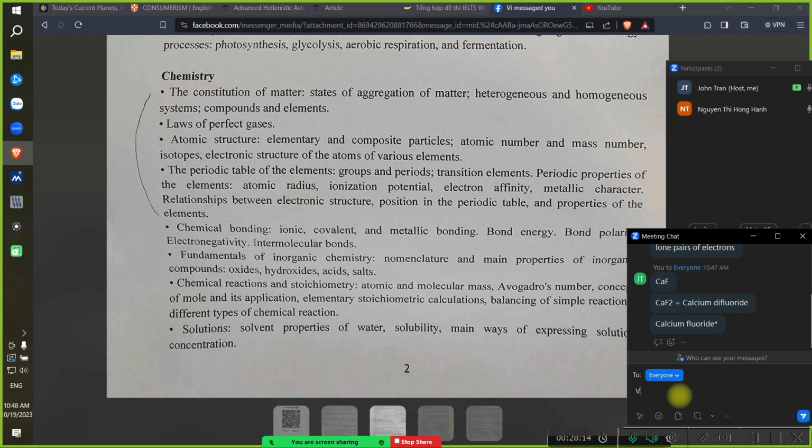We have to base on the valence of the atoms. Like calcium is group 2, so it has 2 electrons on its outermost shell. And fluorine is group 7, it means it will accept only 1 to achieve the full octet. So calcium must come with 2 fluorides. Well, that's how we know.